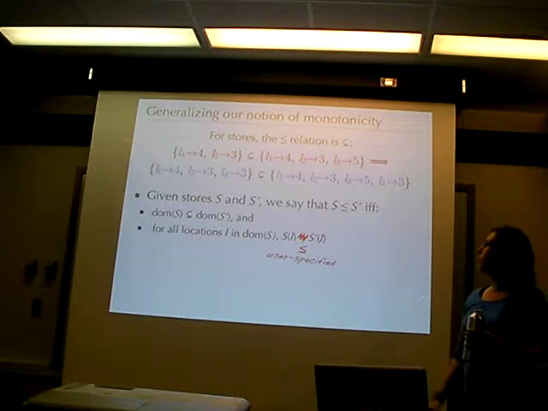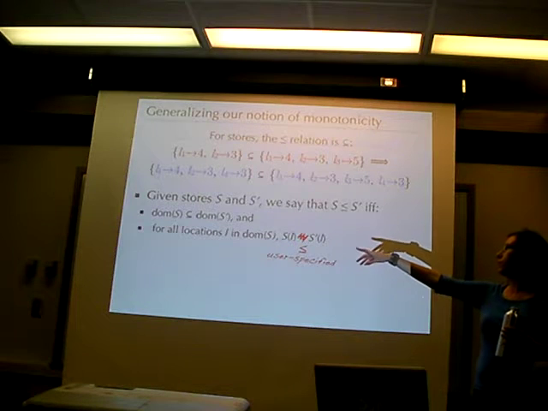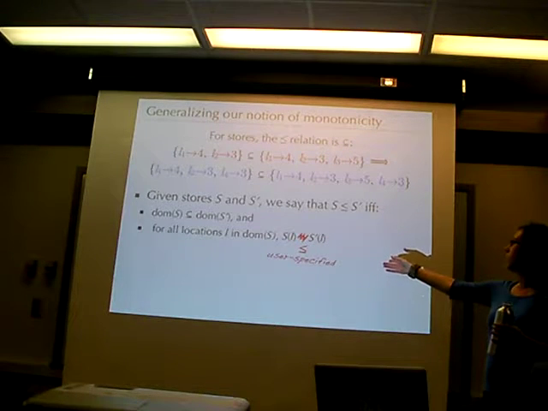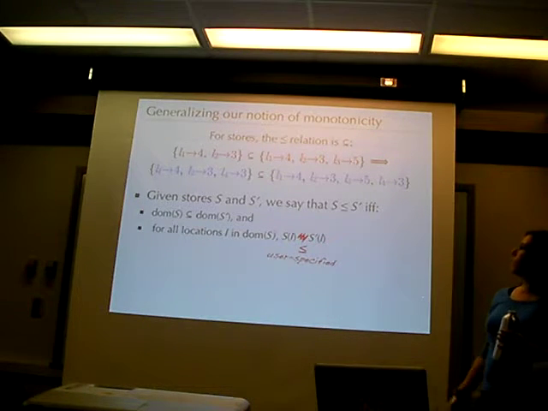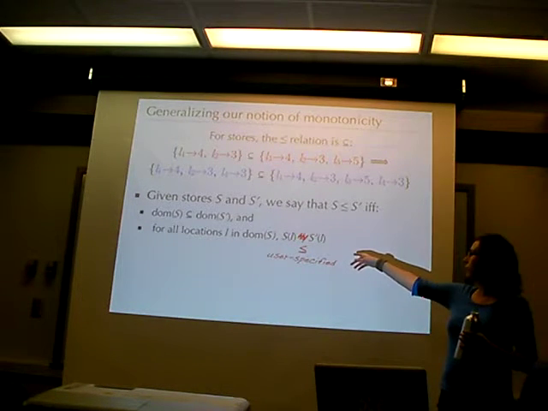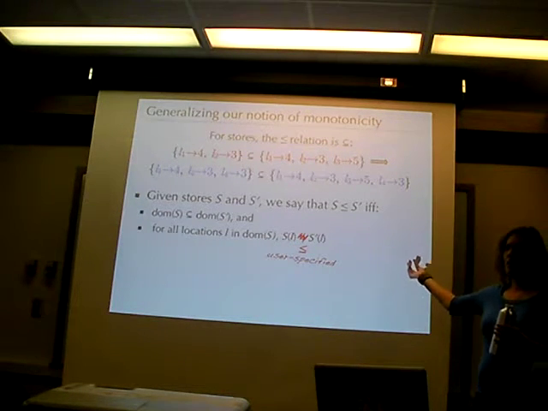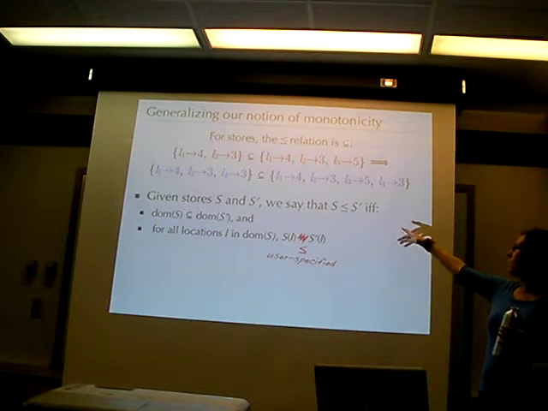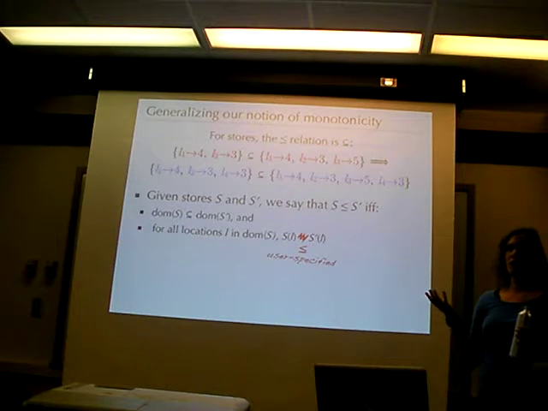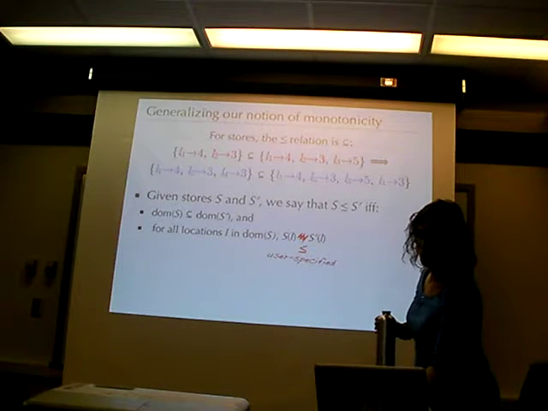We're going to say that if you have 2 stores, S and S prime, and just like before, if the domain of S is a subset or equal to the domain of S prime, and for all the locations in the domain of S, the value of that location is less than or equal to the value of that location in S prime according to some user-specified partial order, then S is less than or equal to S prime. So it's this user-specified partial order that's going to be the linchpin of what we're doing here. So what does this user-specified partial order look like?